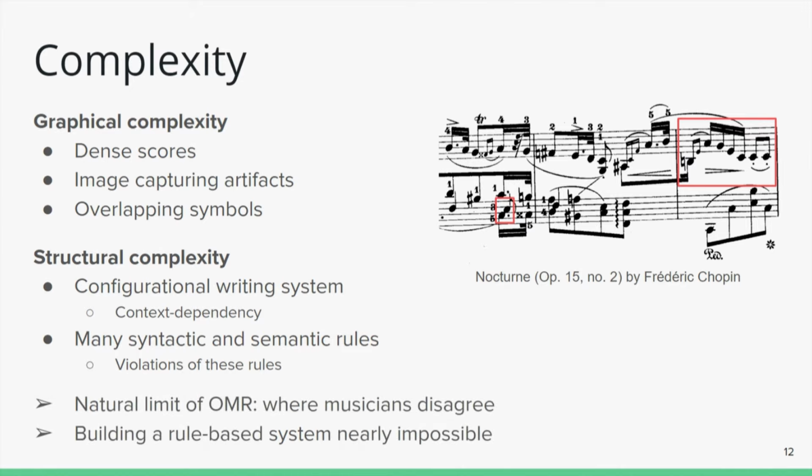So I think this actually brings us to the natural limit of OMR. So at the point where musicians start to disagree about how it's being played and interpreted, this is definitely the end of OMR, where it can't go beyond. And when you consider all of these syntactic and semantic rules and think about building a system that is rule-based, it's a very, very hard challenge, and I would say nearly impossible, because you would have to implement so many exceptions that eventually it will blow up the system.